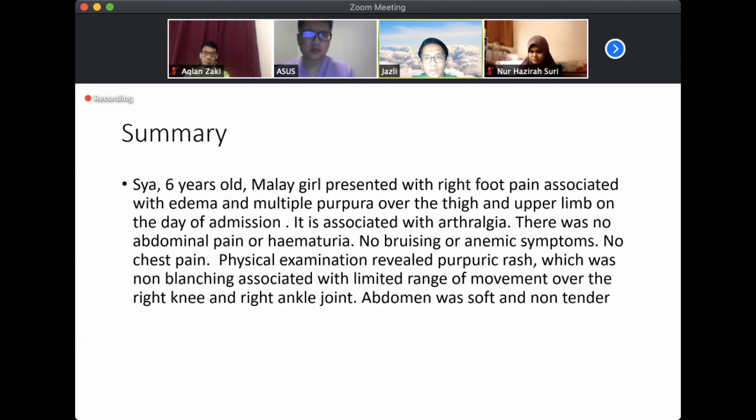For the summary, my patient Shah, a 6-year-old Malay girl, presented with right foot pain associated with edema and multiple purpura over the thigh and upper limb on the day of admission. It is associated with arthralgia. There was no abdominal pain or hematuria. There's no bruising or anemic symptoms. There's no chest pain. Physical examination revealed a purpuric rash which was non-blanching, associated with limited range of movement over the right knee and right ankle joint. The abdomen was soft and non-tender.